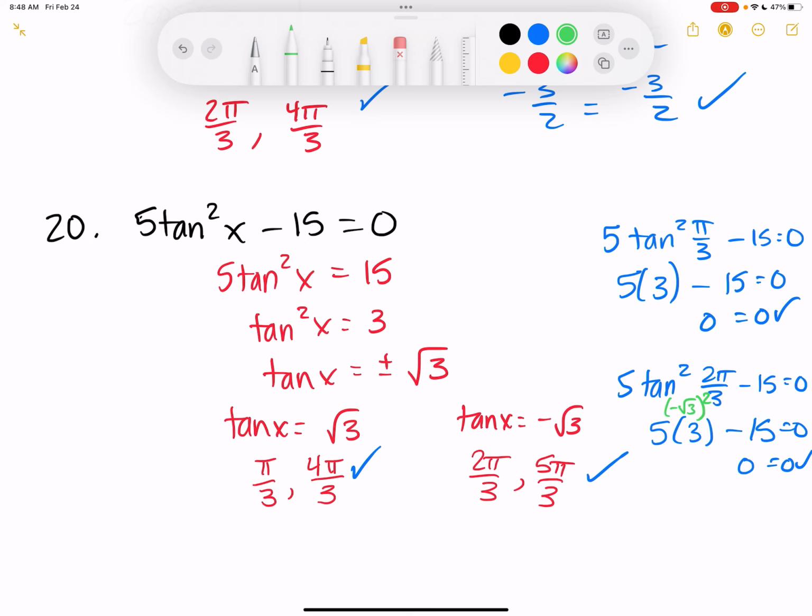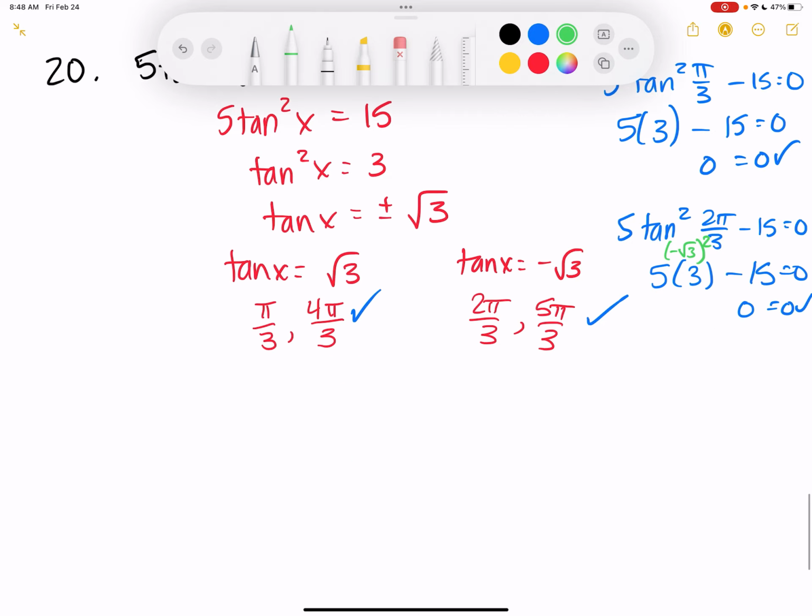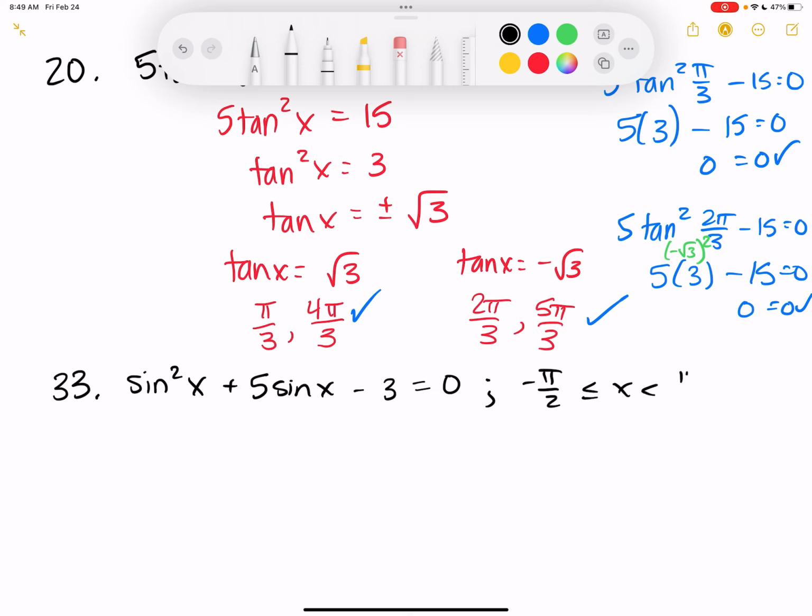It's an odd one, but if you were to have one, it would purely be like this problem or one identical to it. There's not another one like it that's an even one, so I'm just going to do this one, more so just so you see it. It comes up in pre-cal. We just did something like this the other day. But sine squared of x plus 5 sine of x minus 3 equals 0. And it tells us that the interval is minus pi over 2 less than or equal to x less than pi over 2.